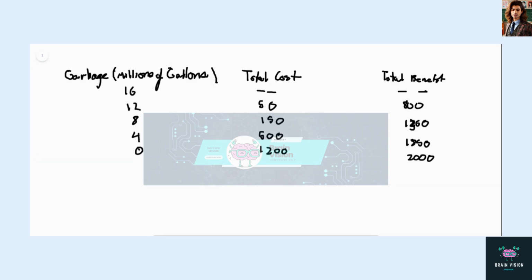All right, so here we have table 12.8. Part A asks us to calculate the marginal benefits and the marginal costs of reducing the garbage in the city.